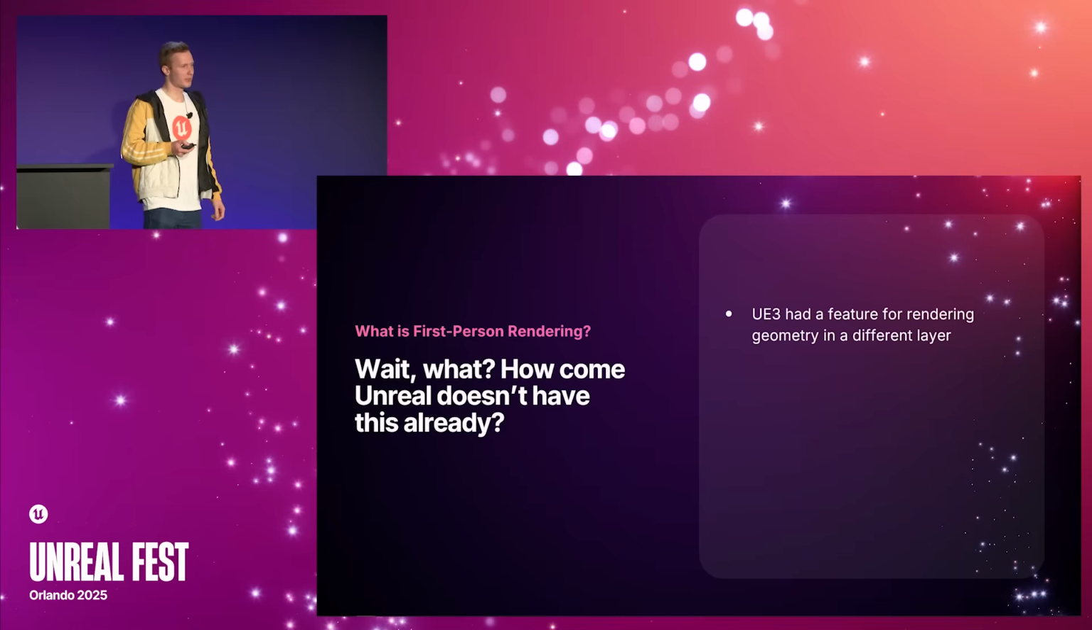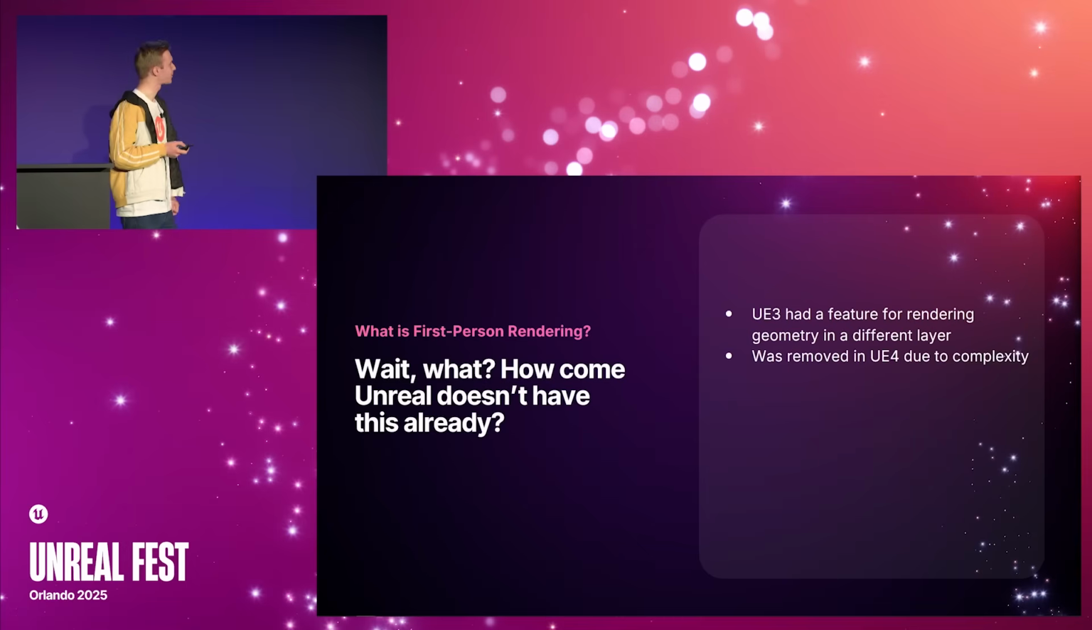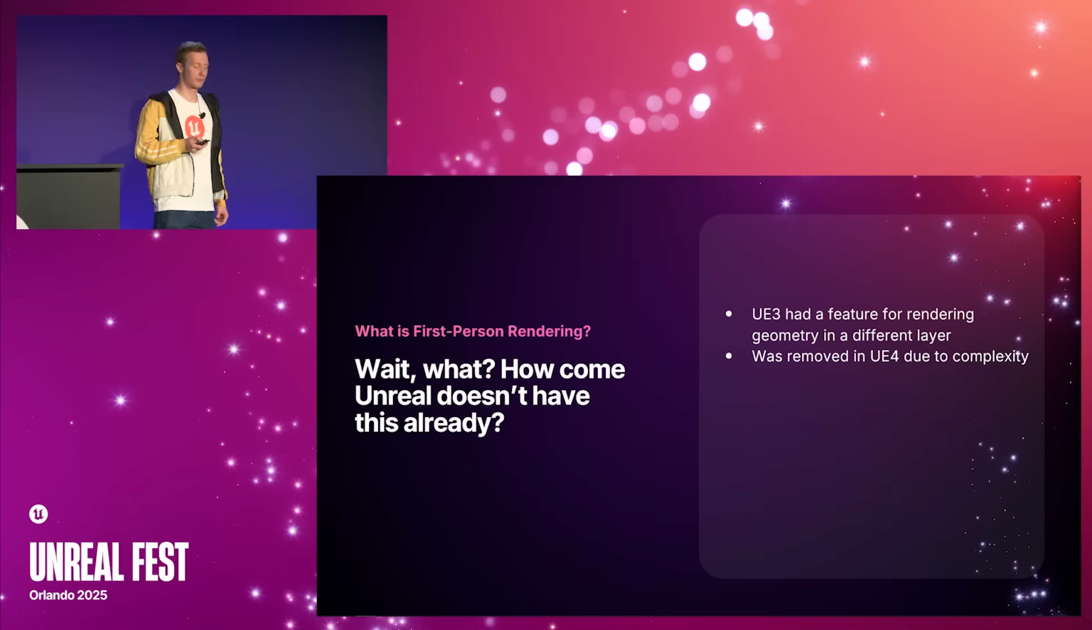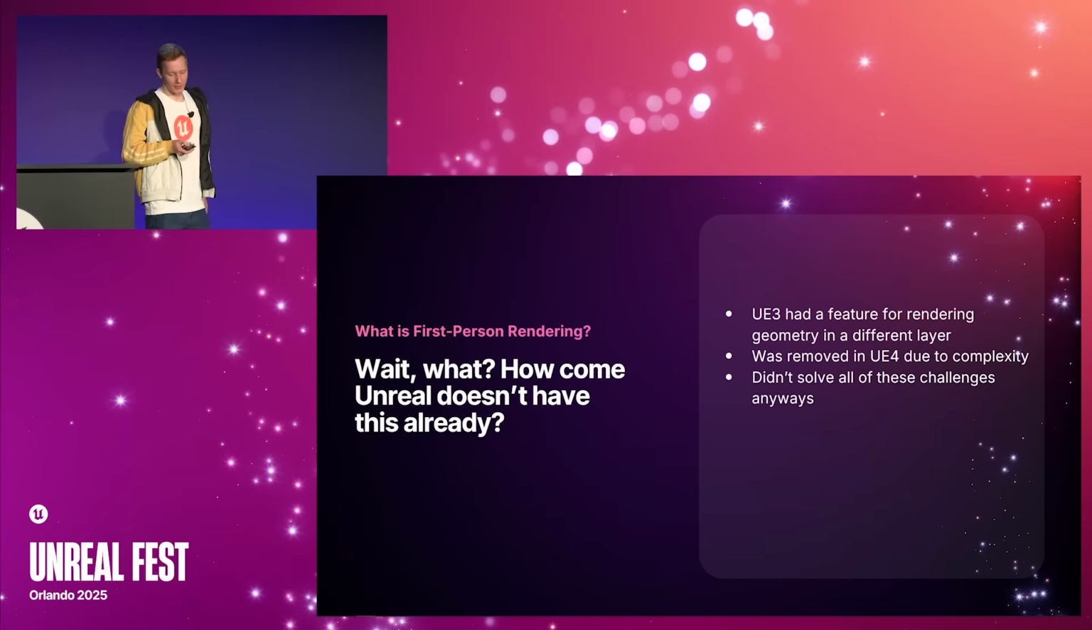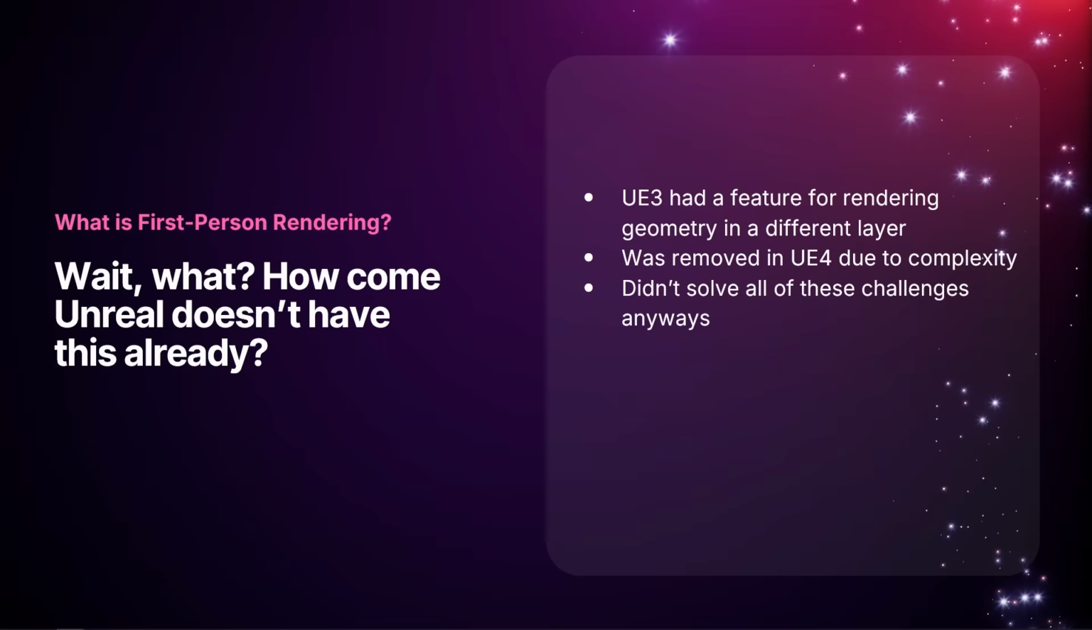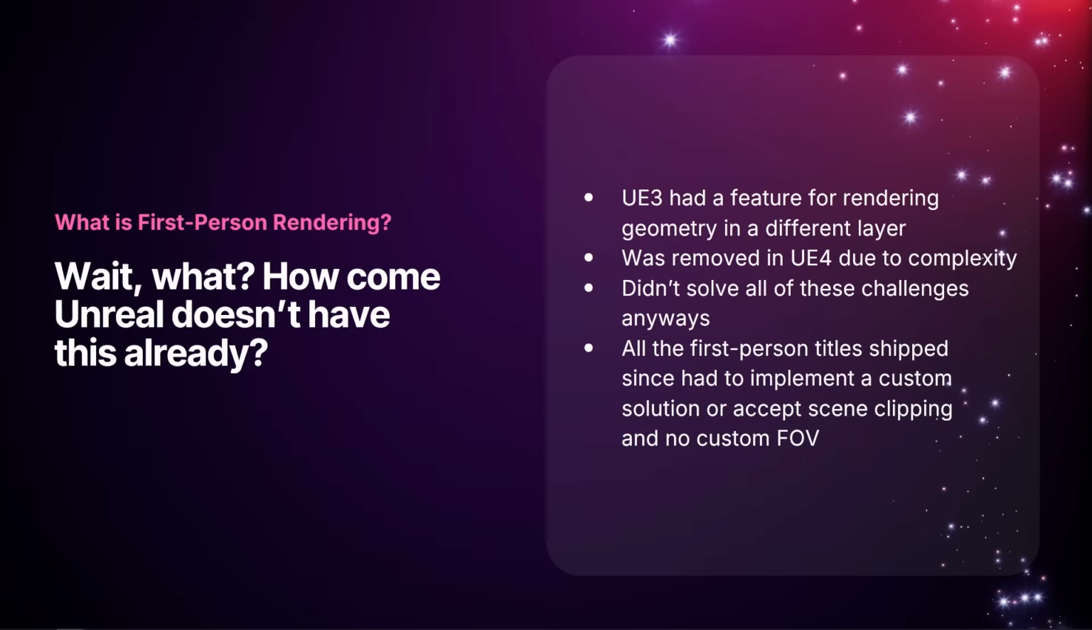So actually, Unreal Engine 3 had a feature for rendering geometry in a different layer. Unfortunately, this was removed in Unreal Engine 4 due to complexity, and it's just plain difficult to make that work with deferred shading. And to be quite honest, this didn't really solve all of these challenges anyways. So the system that I'm going to present today is a big step up from what Unreal used to have.